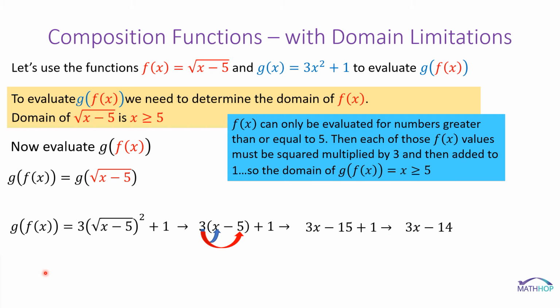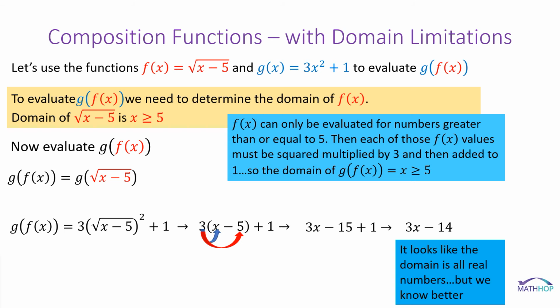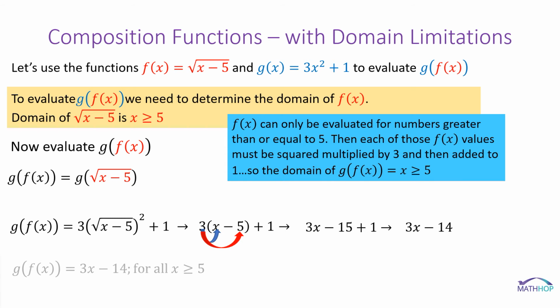It looks like the domain should be all real numbers, but we know better. That's why we figure out the domain of the inside first, and we make a mental note of it. We write it, put it to the side. So g of f of x is 3x minus 14 for all x values greater than or equal to 5.